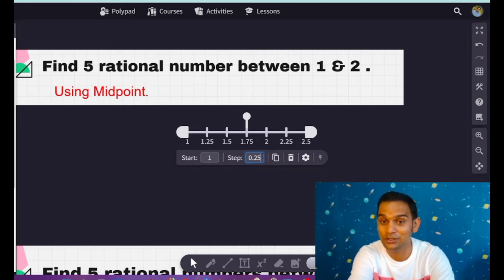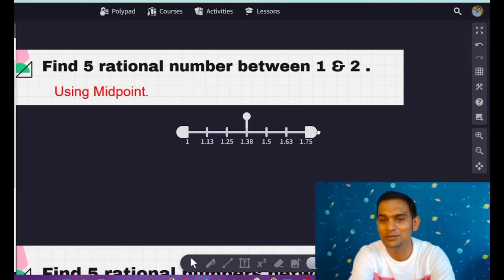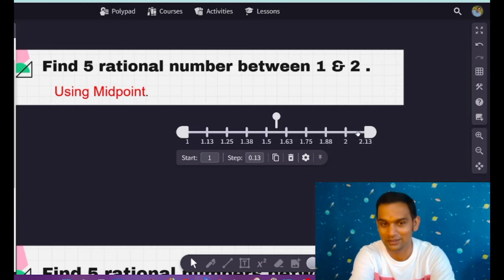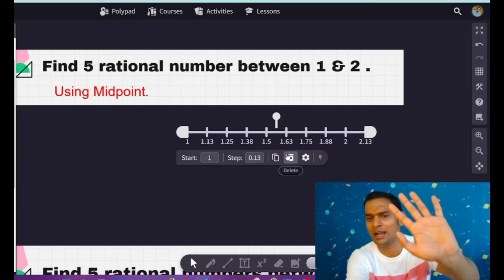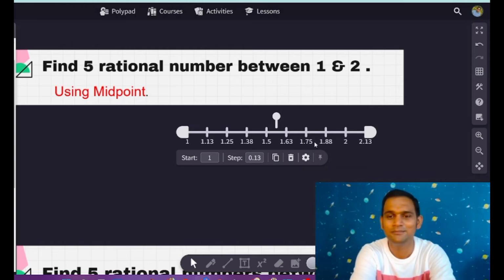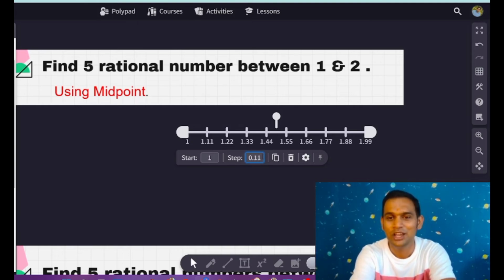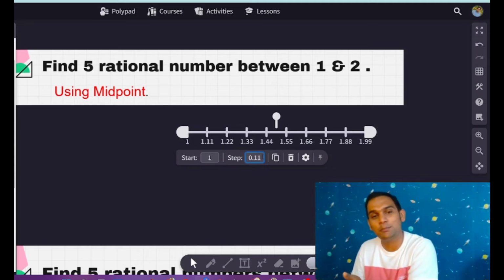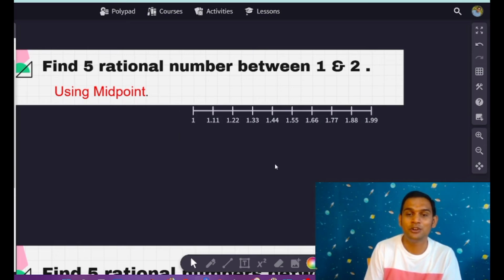Now can I divide it further? Let's see. I'll divide it further. As you can see, I have many more rational numbers between 1 and 2, right? All of them are decimals, so they are rational numbers. Now I will establish a difference between rational and irrational in the coming videos. But for now, all of them are rational numbers. Similarly, if I make it into smaller segments, see? That means if I can divide them into equal parts, if I keep on finding the midpoints, I can find lots and lots of numbers between 1 and 2.